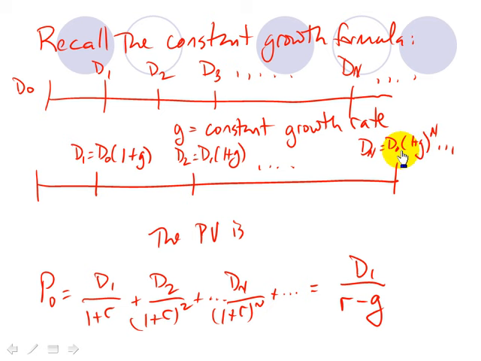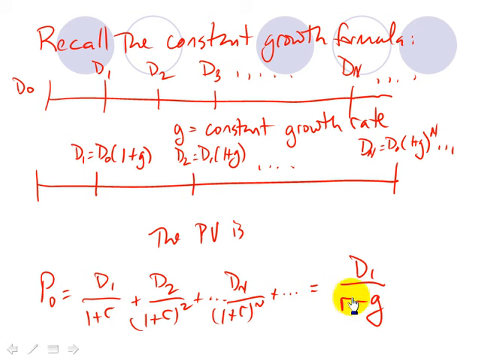Of course, not all firms grow this way, but if it's growing at a constant growth rate, then it is fairly straightforward to show that the present value of all of those constantly growing dividends, P0, so the price now of a constantly growing stream of dividends, is the next year's dividend, D1, divided by R minus g, where R is the cost of capital for the stock, so required return on the stock, and g is the constant growth rate for those dividends.